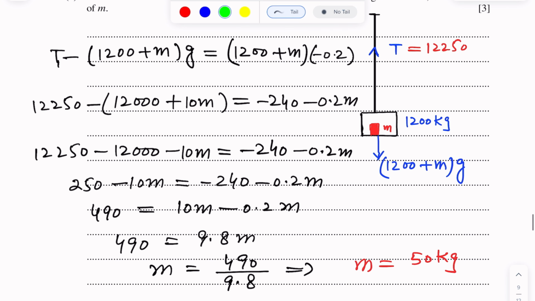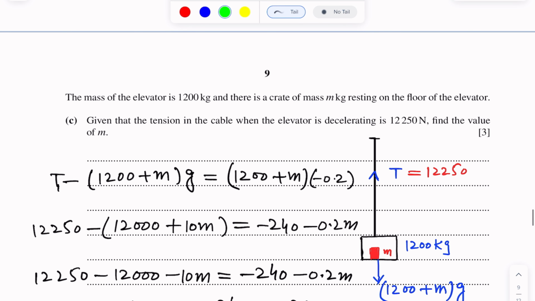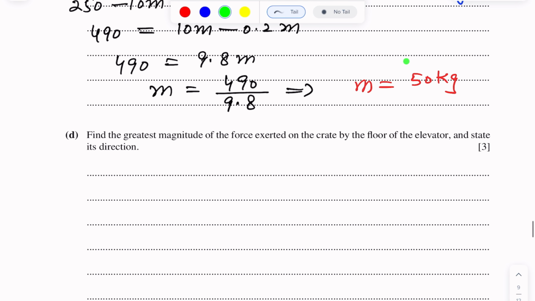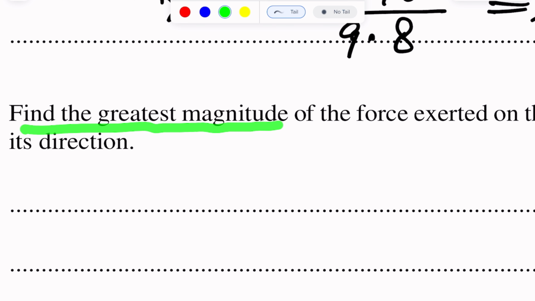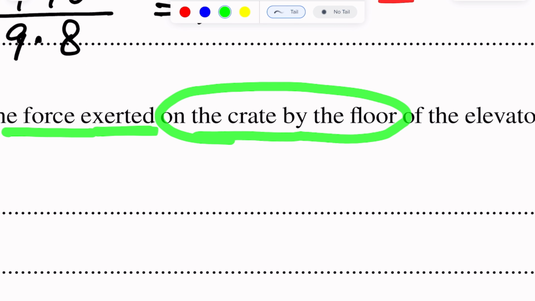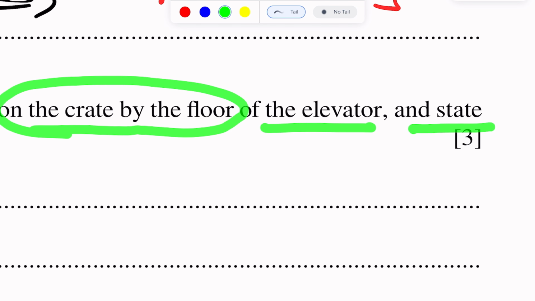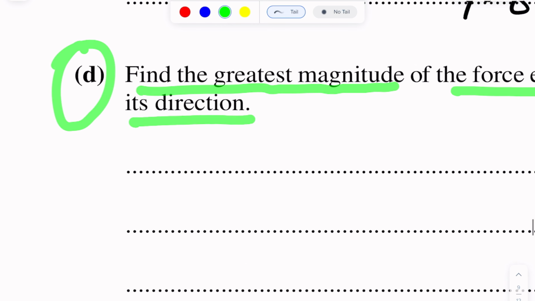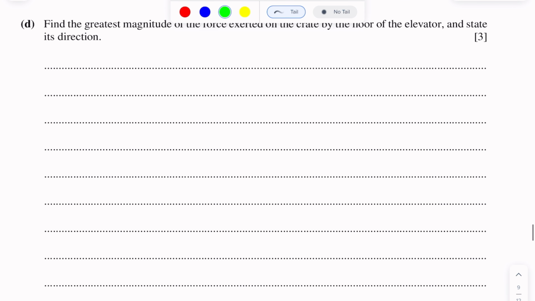This is the value of m, that is the mass of the crate that is resting on the floor of the elevator. This is the elevator, this is the crate. The mass of the crate is 50 kg. Now the next part of this question, part D, is: find the greatest magnitude of the force exerted on the crate by the floor of the elevator and state its direction. So we make the diagram once again.